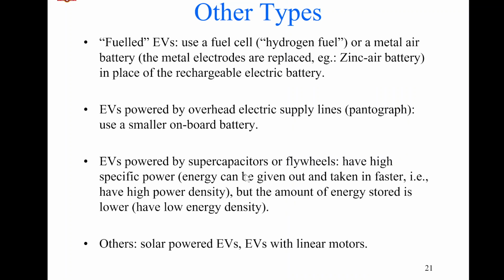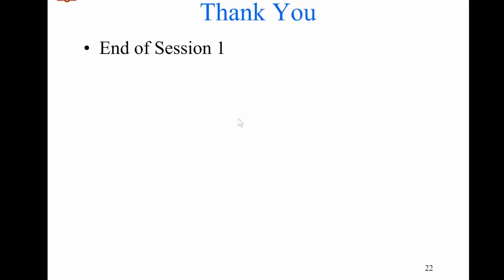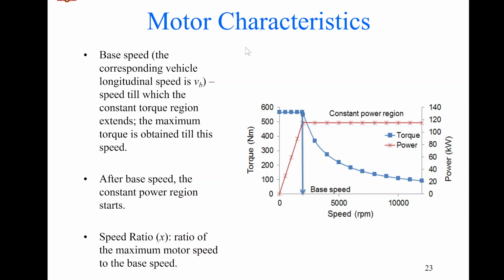So that was our end of session 1 last time, and today we will be discussing a few things about these motor characteristics. If we were to look at motor characteristics of a typical electric motor, we can see that first it gives you a large value of torque at even 0 rpm or 0 speed.